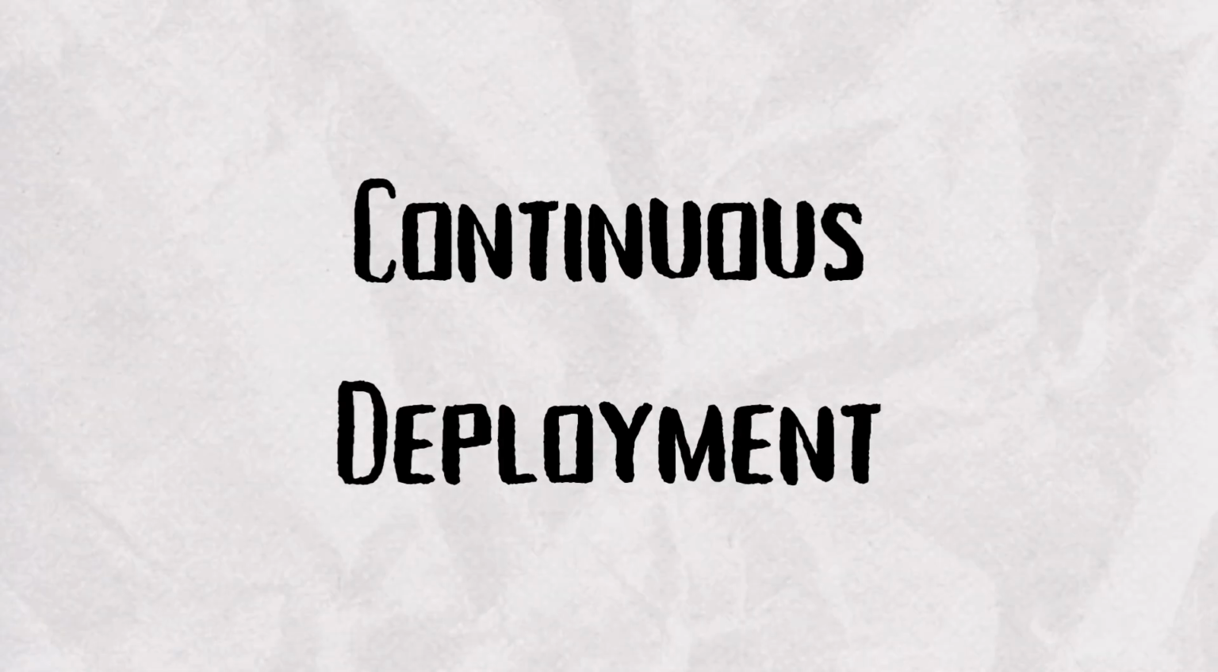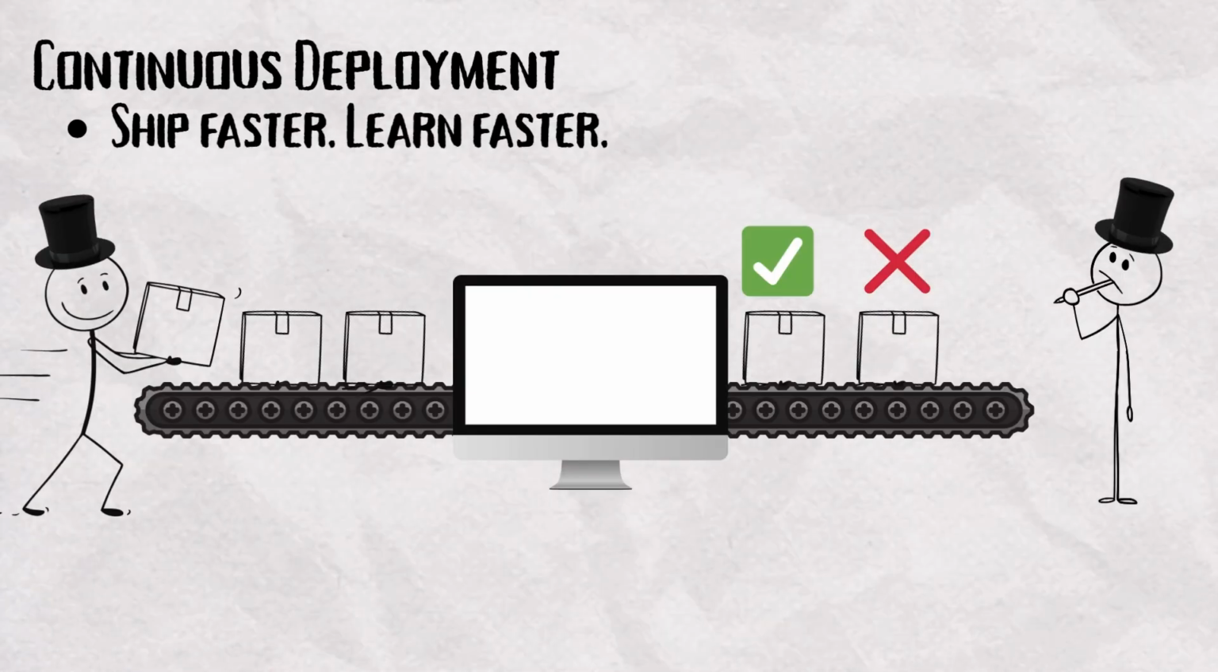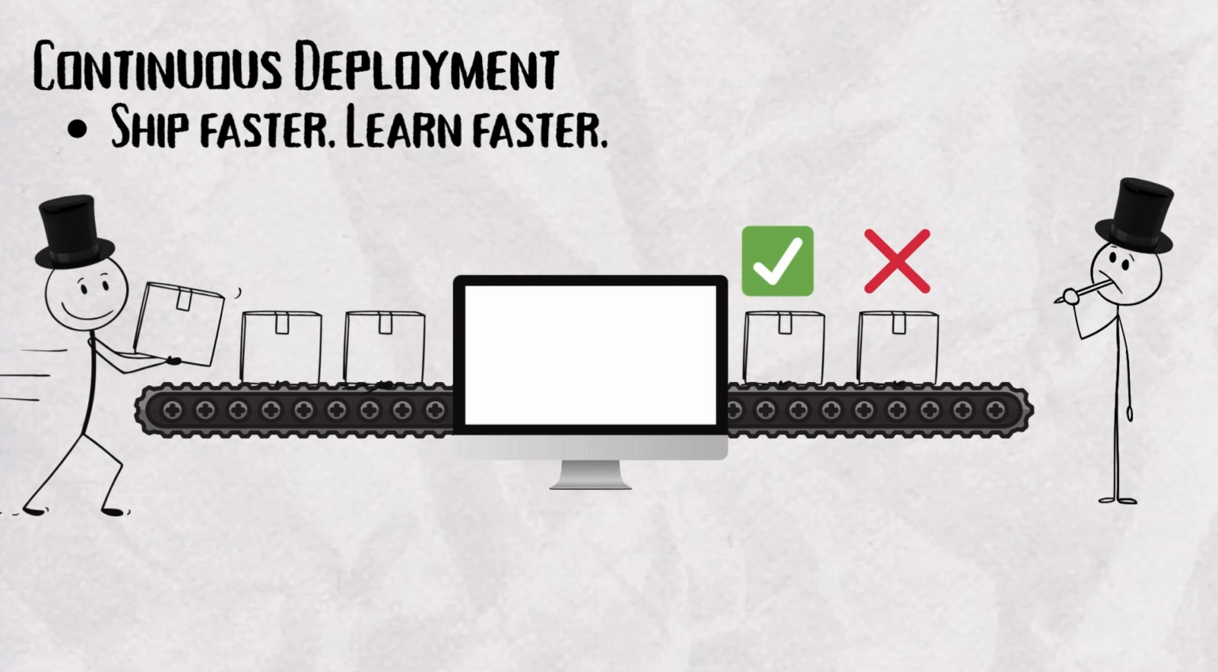Number 6. Continuous deployment equals continuous learning. Instead of launching one big product once a year, why not launch tiny improvements every single day? That's called continuous deployment. It speeds up your learning and keeps you close to your users.